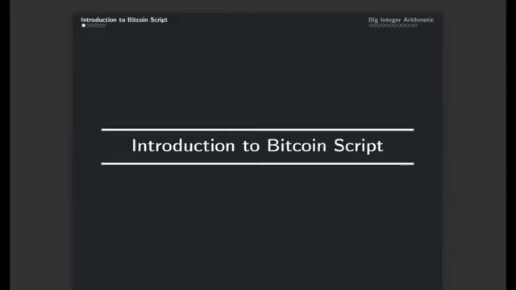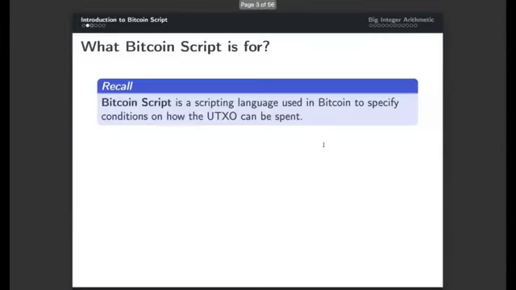So first, let's begin with an introduction to Bitcoin Script and why we even need it in the first place. Bitcoin Script is essentially a scripting language used in Bitcoin to specify conditions on how you spend UTXOs. This is how the financial side of Bitcoin functions, and this is what restricts everyone from using someone else's coins besides their own.